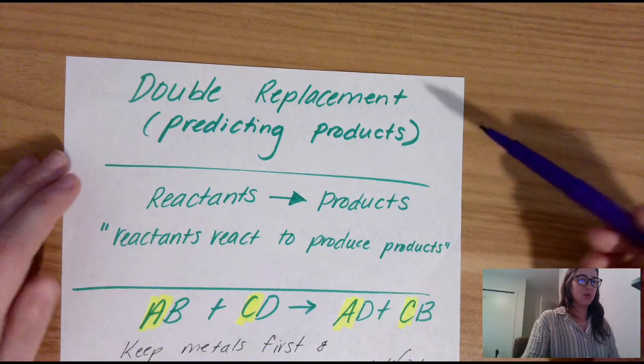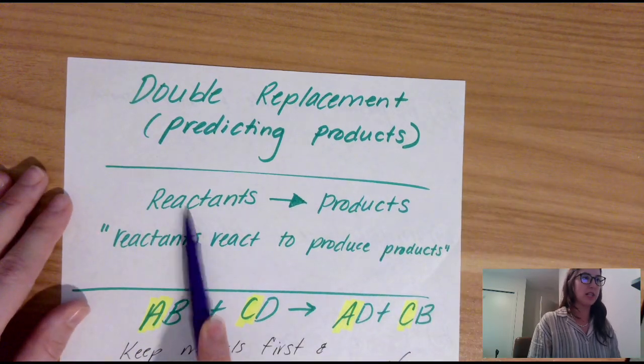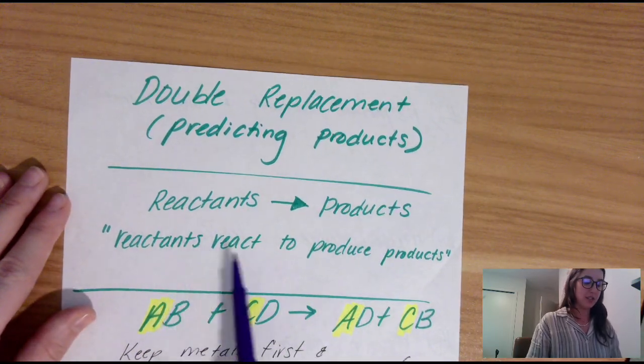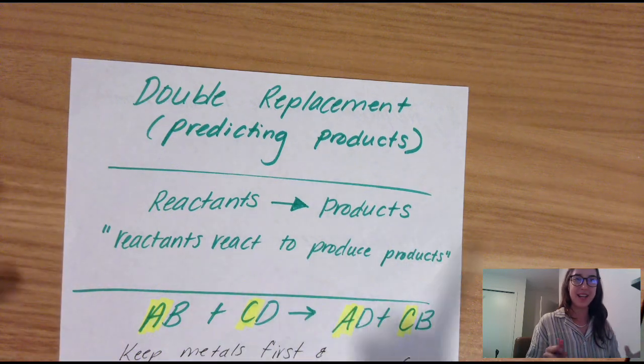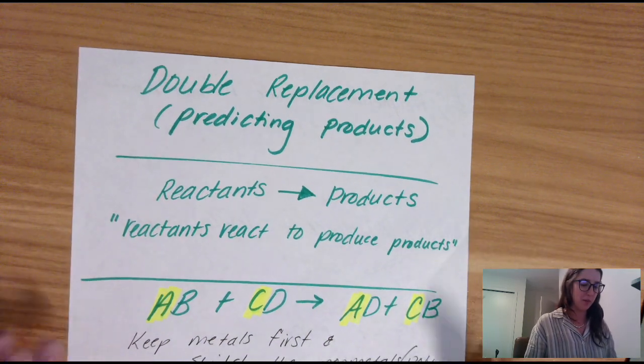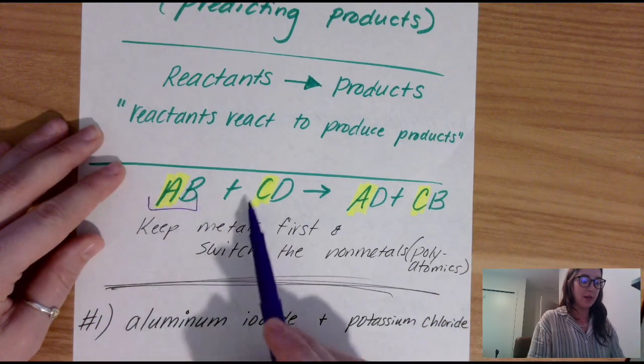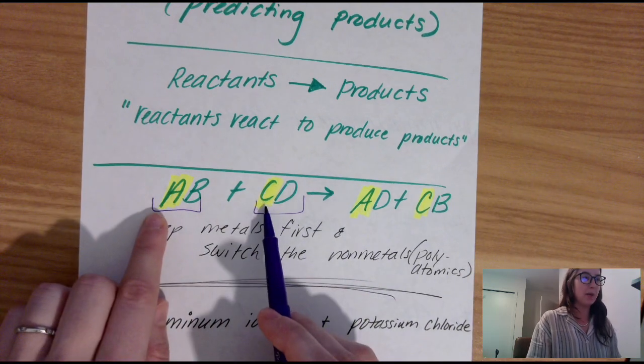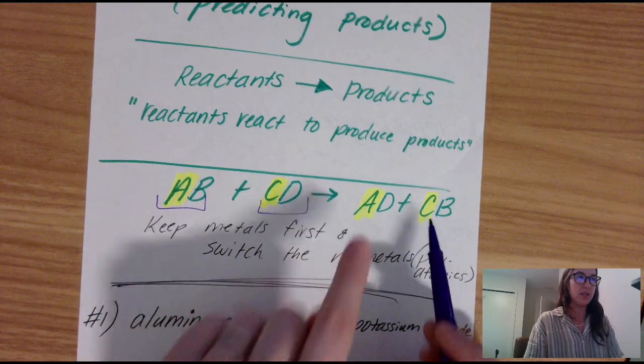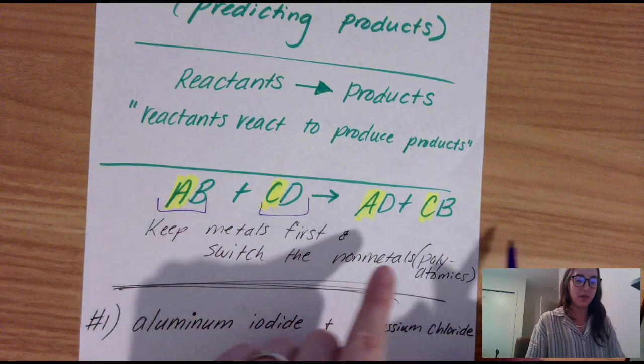All right, so just some vocab. Reactants are on the left, products are on the right. Reactants react to produce products is a saying that you can keep in mind if you need help remembering them. And again, double replacement reactions are when you have a compound and a compound. You're going to keep your A and C still, right? So notice that my A and C are still in the front of all of these molecules.